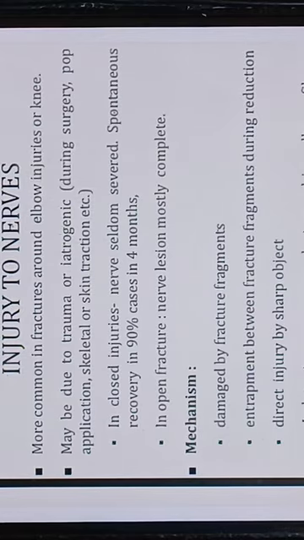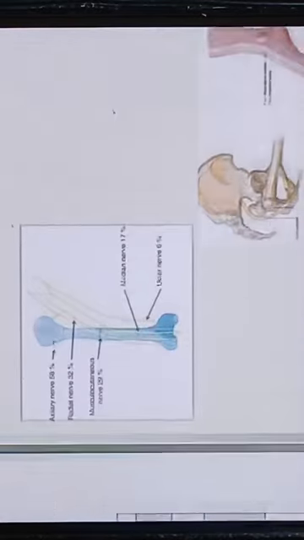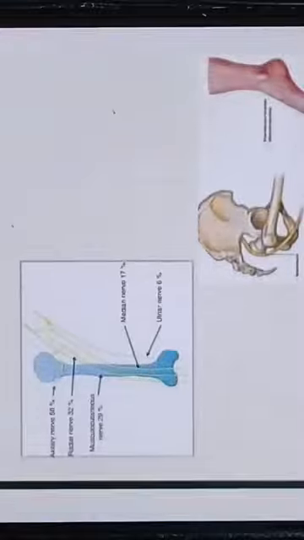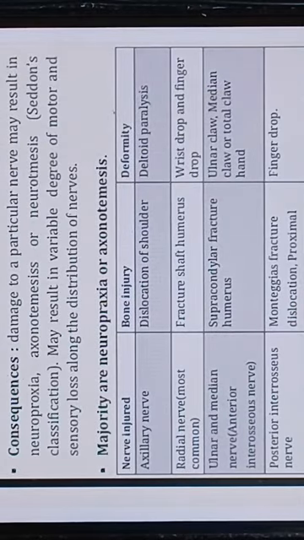Injury to the nerves is also a very common thing associated with fractures. What are the stages of nerve injury? One is neuropraxia, axonotmesis, and neurotmesis. And what are the most common presentations where the nerves will be most commonly involved?